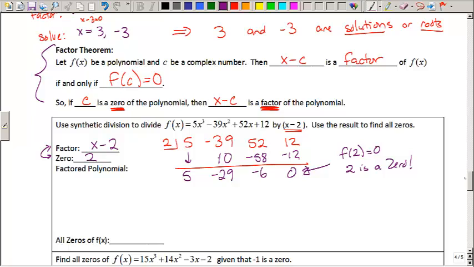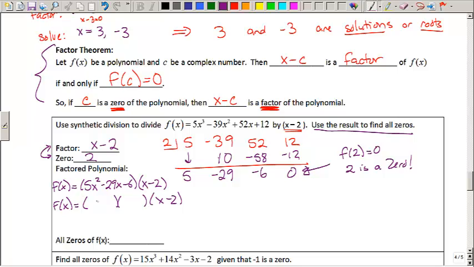Now, unfortunately, we haven't finished this answer yet. It says use the result to find all the zeros. Okay, well, I do know that we have f of x is equal to my quotient, which is 5x squared minus 29x minus 6, times the divisor, x minus 2. Great, but I still can't find the zeros of this because I haven't finished factoring. So I'm going to just factor using my factoring skills, because I can factor quadratics, no problem. We've been doing that for quite some time.